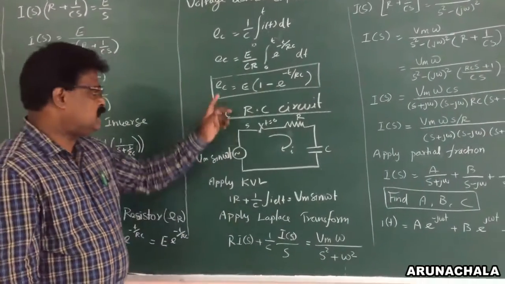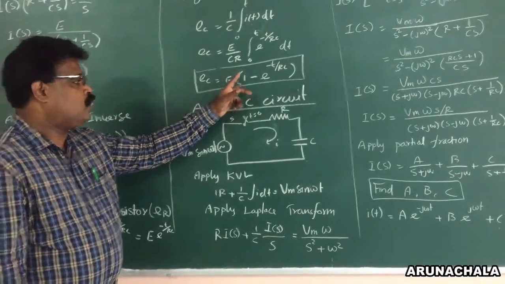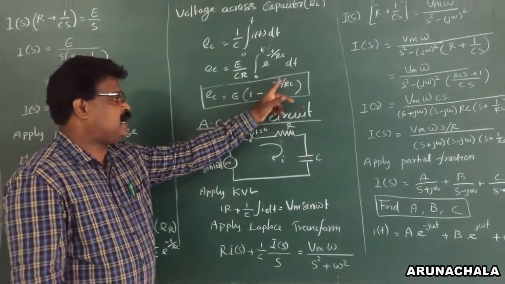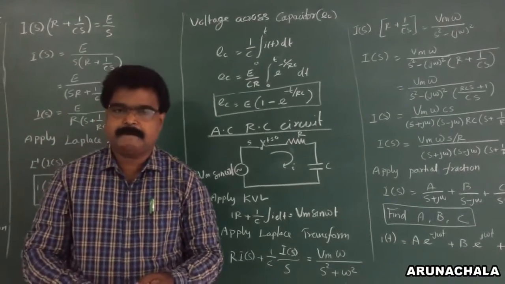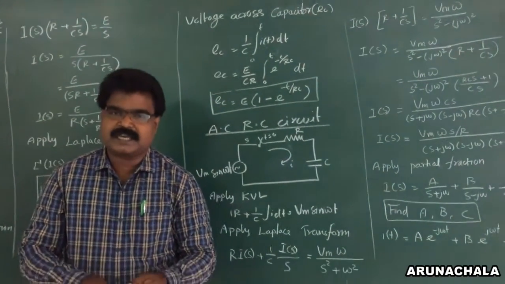That is very important: EC is equal to E into (1 minus e power minus t divided by RC). So in the problem they will ask, find the transient current. What is the voltage across the capacitor at transient?